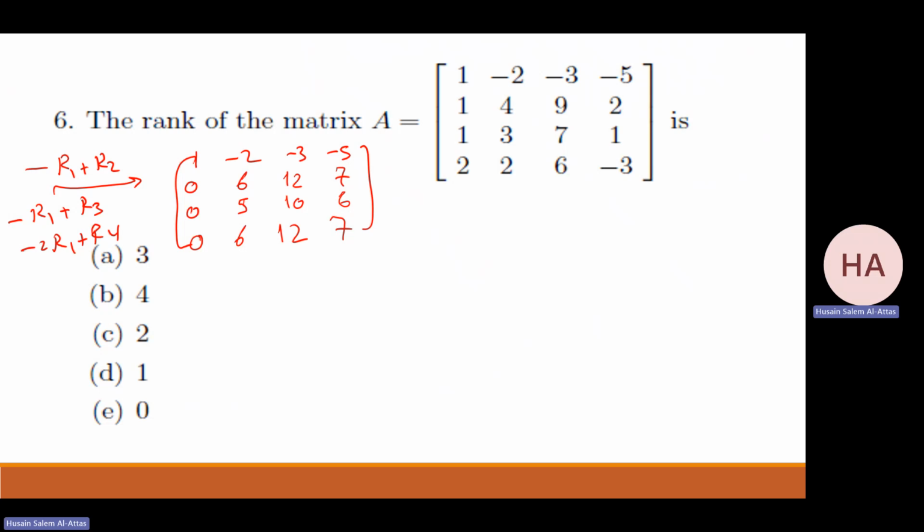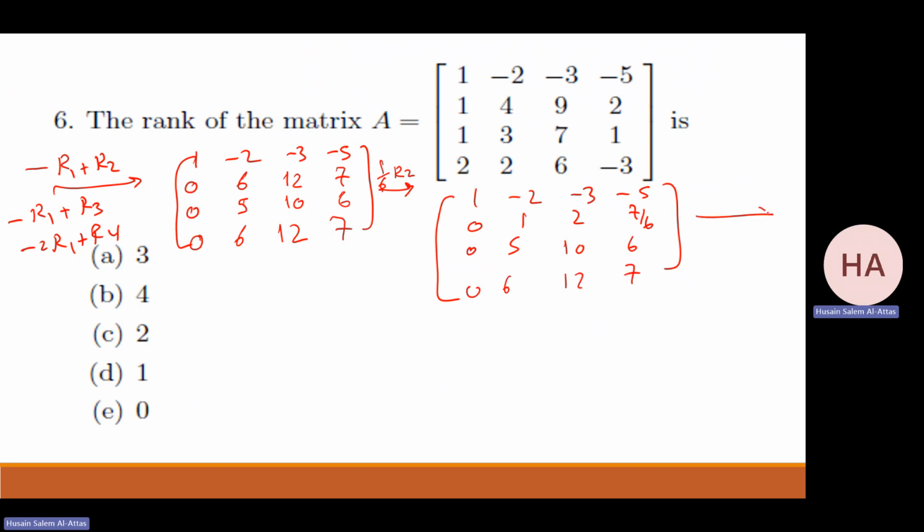Okay, you can have fractions, no problem. You have 1 over 6 times R2 to get what? I think it's very clear that the rank is 3, but let me do the calculation. 0, 5, 10, 6, 0, 6, 12, 7. So multiply the second row by minus 5 and add it to the third row, then minus 6 times the second row and add it to the fourth row, which will be everything zeros.